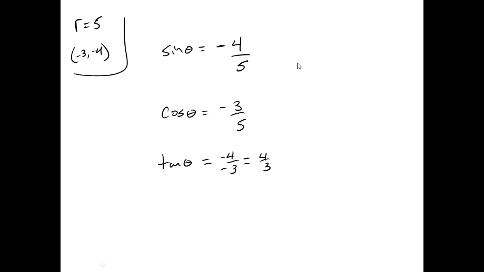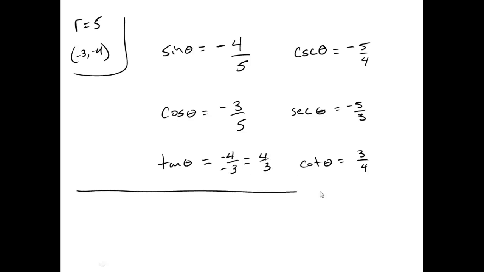Now to find the other trig functions, you're just going to take the reciprocal. So cosecant of theta is equal to, if I have negative 4/5, the reciprocal, negative 5/4. Remember, cosecant goes with sine. Secant of theta is equal to the reciprocal of cosine, which is negative 5 over 3. And cotangent theta is equal to the reciprocal of tangent, 3 over 4. And notice these two should be positive because we're in quadrant 3. And then you have it.